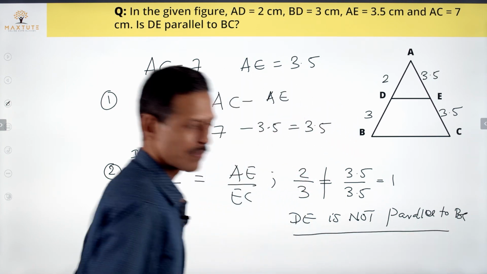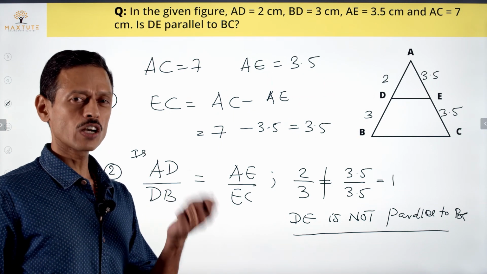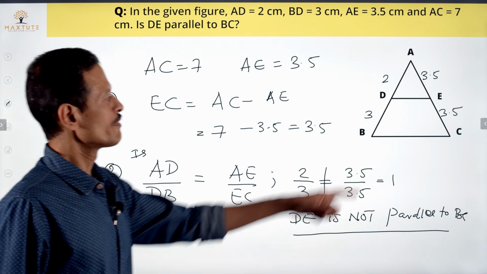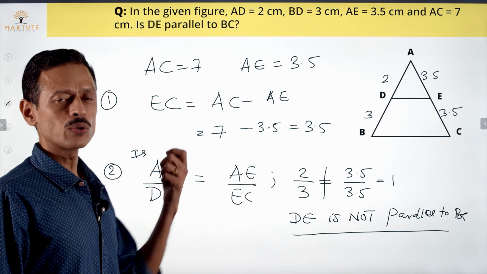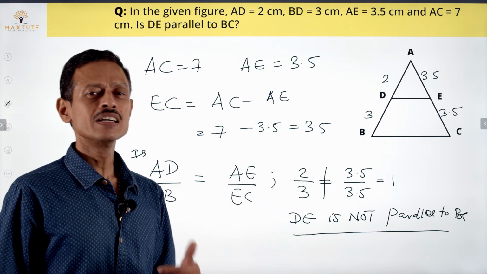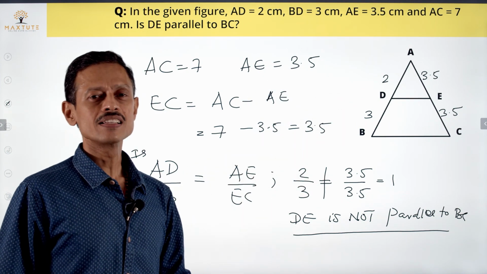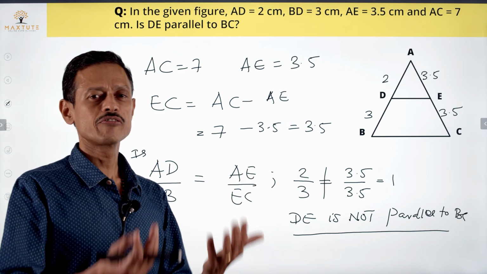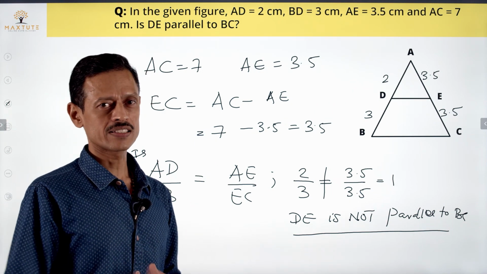So essentially, 2 steps to this question, knowing the converse of the basic proportionality theorem. But before applying the converse of the basic proportionality theorem, we computed the measure of EC. That's step number 1. Then we plugged it into the converse of the basic proportionality theorem. We stated that if AD by DB equals AE by EC, then these two lines will be parallel. So we found out whether it was equal. It was not equal. Therefore, we said that these two lines are not parallel.